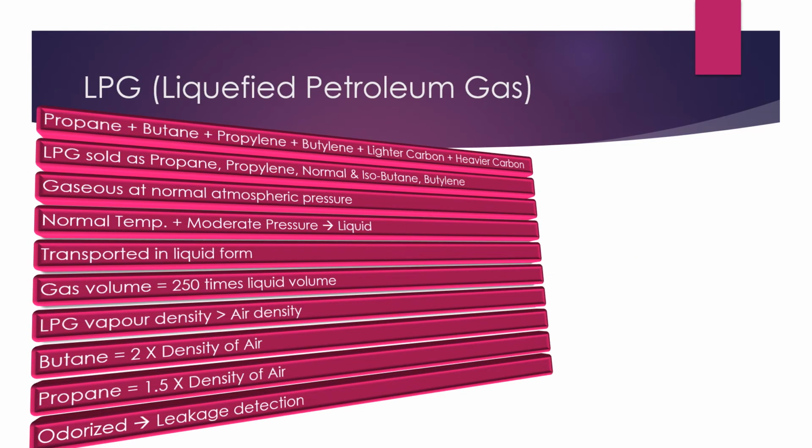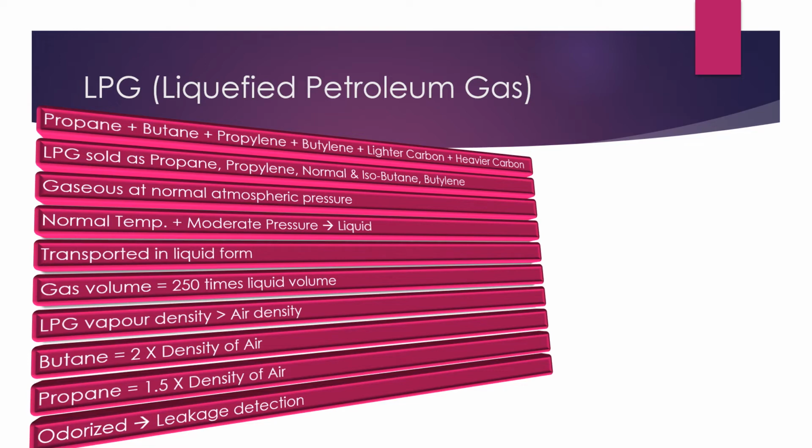Now, coming to the liquefied petroleum gas or LPG, it is chiefly a mixture of propane, butane. It also contains some percentages of unsaturates like propylene and butylene. It also includes some lighter fractions of carbon, that is C2, and also contains some heavier fractions of carbon, that is C5. LPG is sold in the market as propane, propylene, normal and isobutane, and butylene.